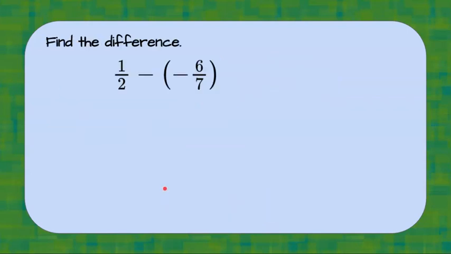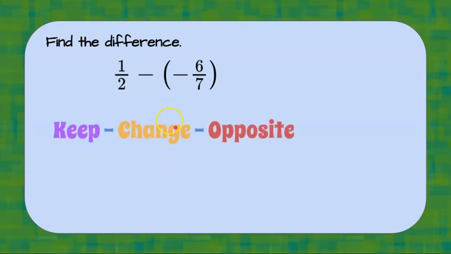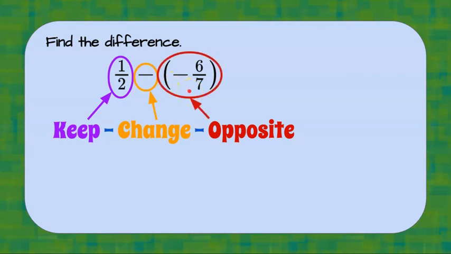Your turn. Rewrite it using keep, change, opposite. Go ahead and pause. Welcome back. So we're going to keep 1/2, change subtract to add, and write the opposite of -6/7. 1/2, add, positive 6/7. Our plan is it's going to be a positive answer because both values are positive.